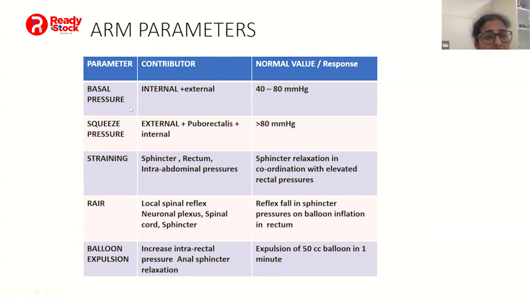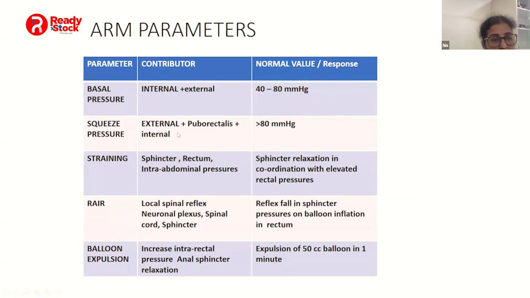What are the components of the basal pressure? It basically assesses the integrity of the internal sphincter as a majority, and to a small extent the external sphincter. Normal values are anywhere between 40 and 80. When values exceed 100, even in a relaxed patient, this is one of the diagnostic criteria for anismus, or one of the constituents of dyssynergic defecation, if other values also corroborate with a high resting basal pressure. What is the squeeze pressure?